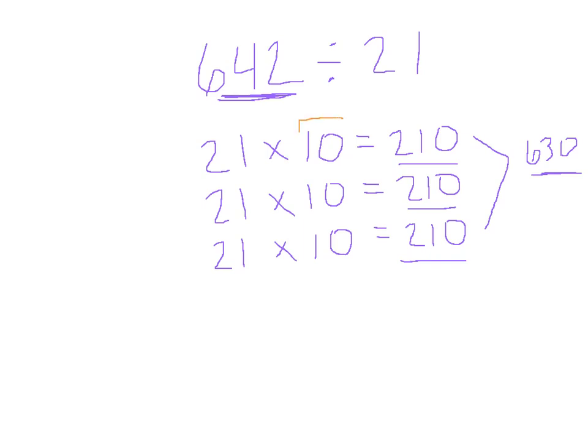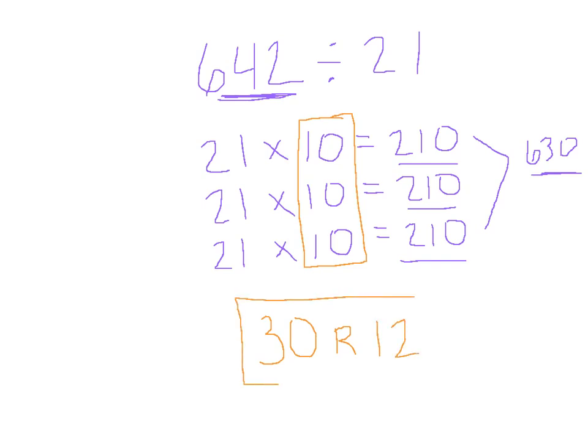We do. So again, we're going to look right here. So our answer is going to be 30, but we're going to have a remainder of something. So I'm going to take my 642 minus 630, and hopefully we can do that. We got a 12, right? Yeah. There we go. 30 remainder 12. Well, we did have a remainder, didn't we? So see?